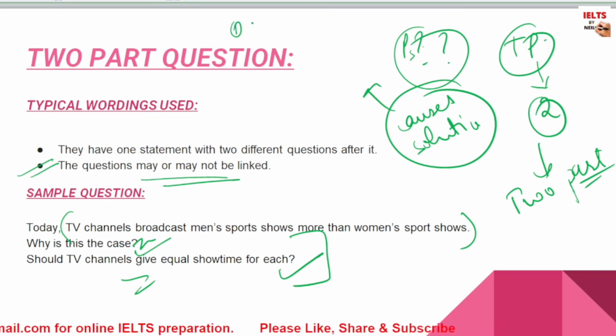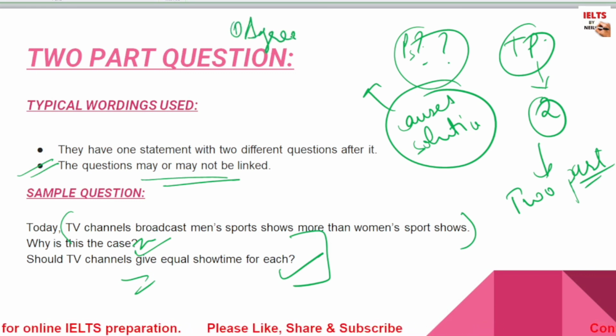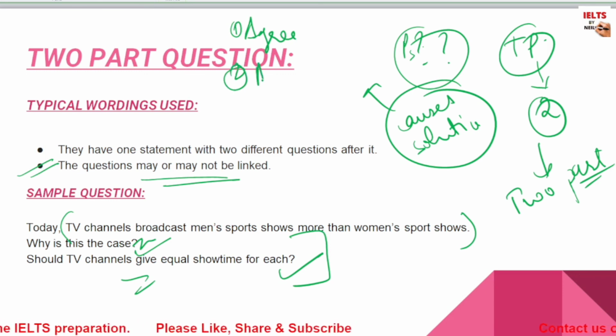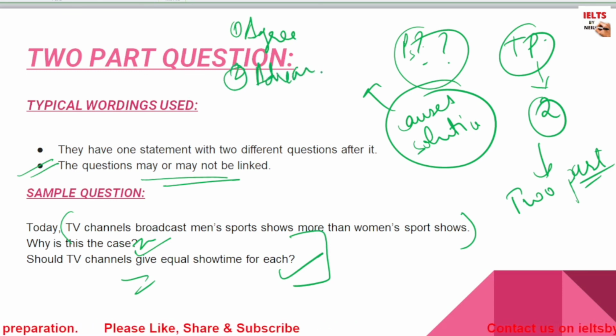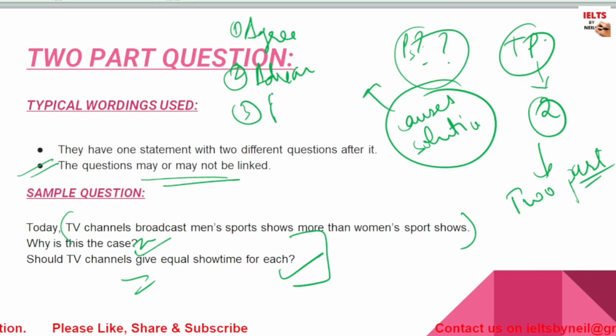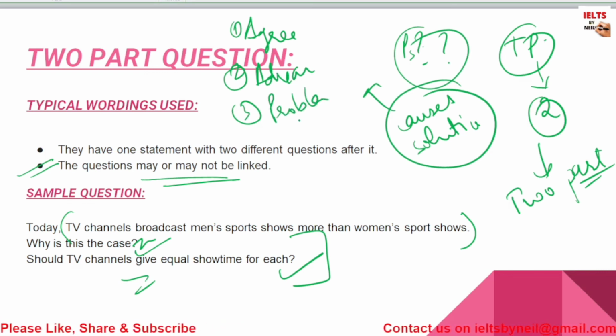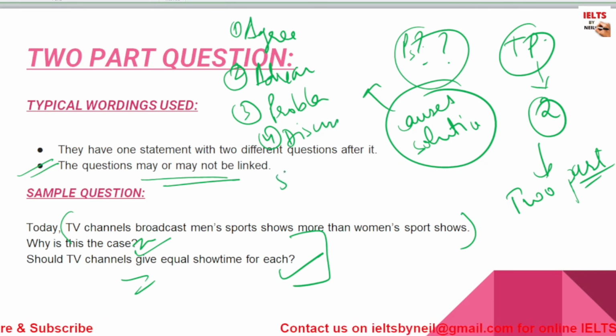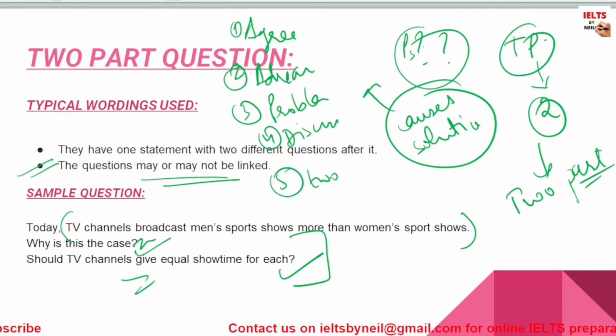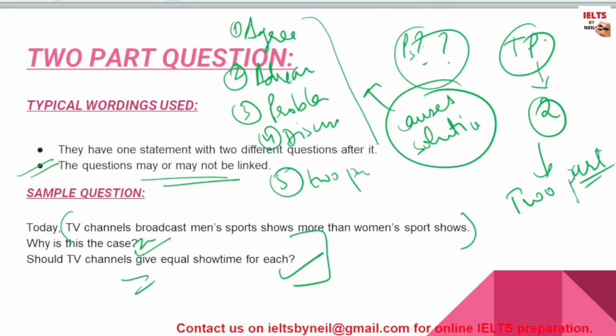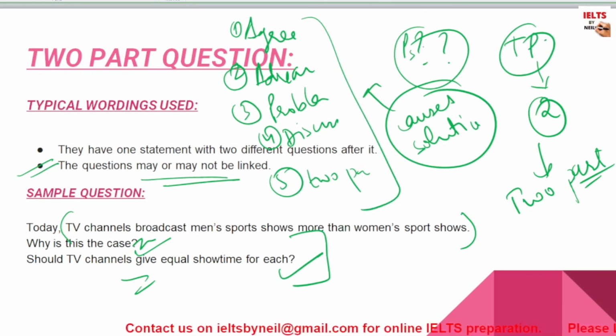So again, just to quickly go through it. Number one is agree, disagree. Number two is advantages and disadvantages. Number three is problem and solution. Number four is discussion essays. And number five is two-part question. So these are the 5 types of questions that you might get in IELTS Writing Task 2.